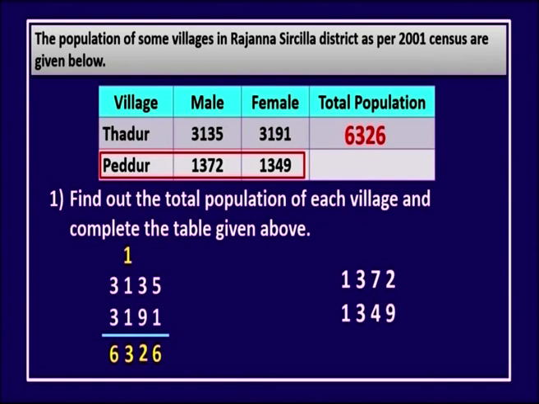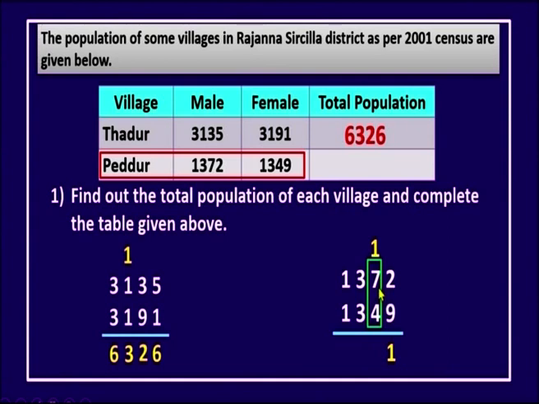Now let us find out the total population in Peddur. That is, again we will add them, 1,372 plus 1,349. So let us add these numbers, children, now. So ones place we have 2 and 9. So 2 plus 9, yes, that is 11. So the one in the ones digit is brought here, and then the one which is in tens place is taken as a carryover to this tens place. Then add tens digits, that is 7 and 4.